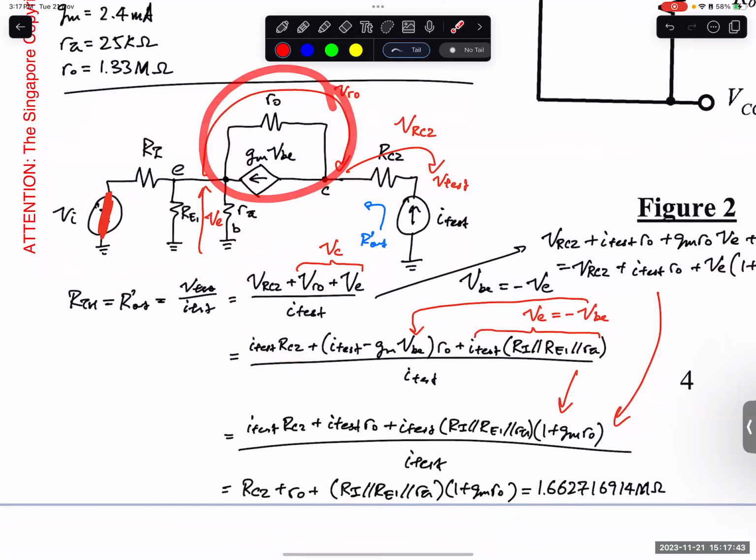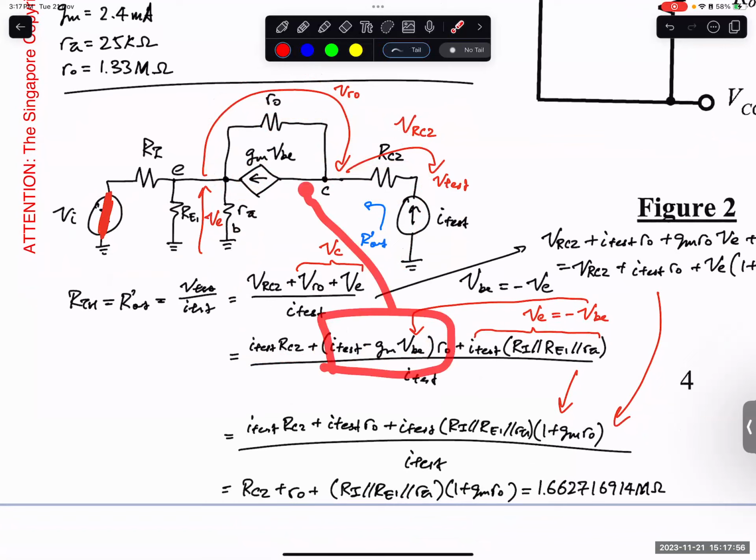For this one, it's also pretty simple. It's just I test minus GMVB. So the total current going here, I deduct, I get the remaining current through R0. So I multiply by R0 here, so this is this term over here. And then for this one, it's actually just VE.